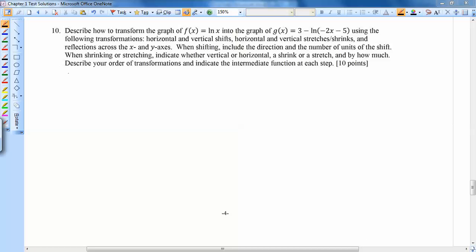So let's look at the parent. We'll start with the parent function. The parent function, that should be pretty obvious, is just y equals ln of x. Now I'm just going to pick stuff and put them in an order. I don't really care what order you pick. Some orders will be easier than others, but I'm going to show you you can do it in any order you want. So let's start by shifting it.